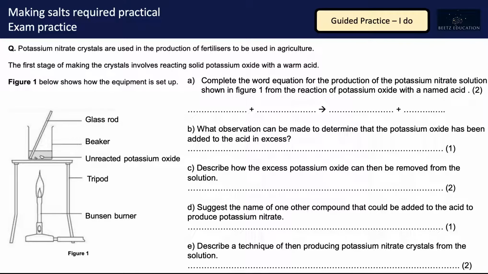So some exam questions then. I'm going to model these first few myself and talk through my thoughts on how to approach these exam questions. The first one is asking me to complete the word equation for the production of potassium nitrate.